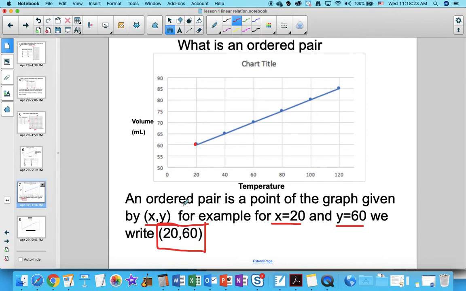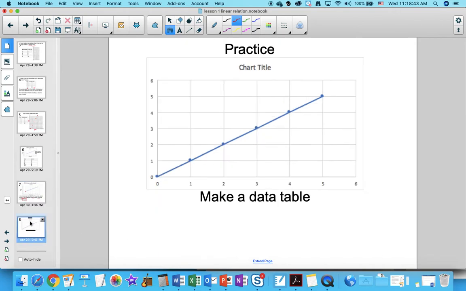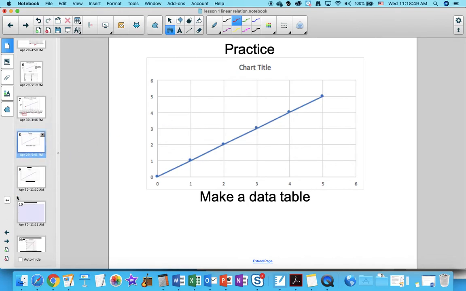If I were to ask you to write an ordered pair, I want you to write the x value and the y value enclosed in brackets. You need that comma there, otherwise I would think this was 2060. So an ordered pair is the written form of a point on a graph. Now make a data table on this chart. Just a quick review for graphing. Make a data table, because that's important for linear algebra: you're going to have a hard time finding patterns without a data table.